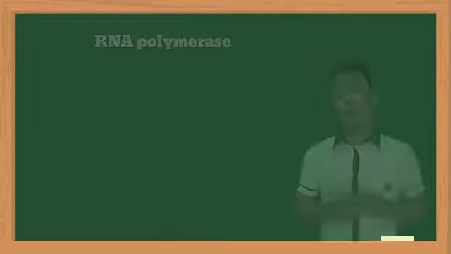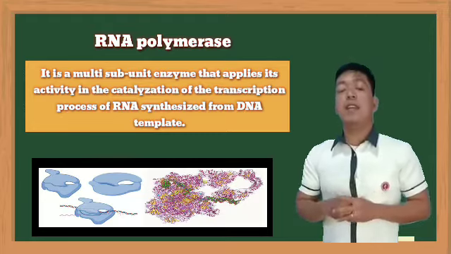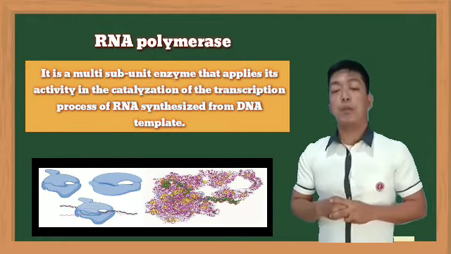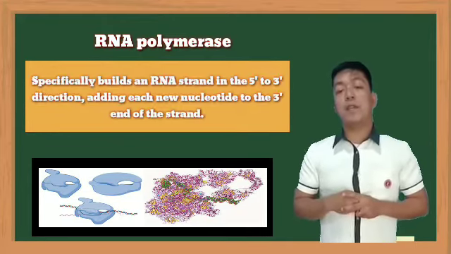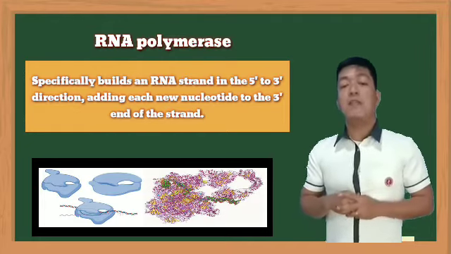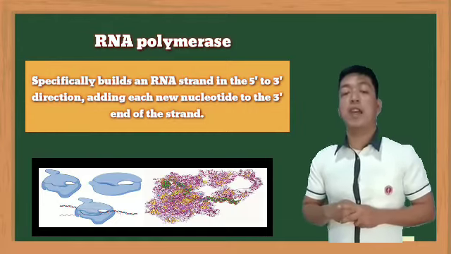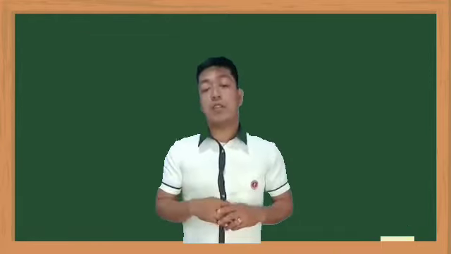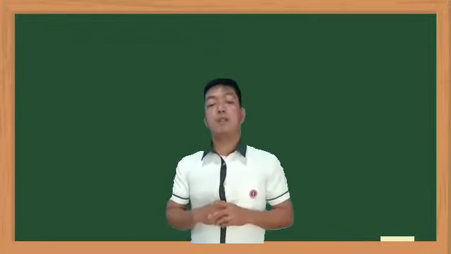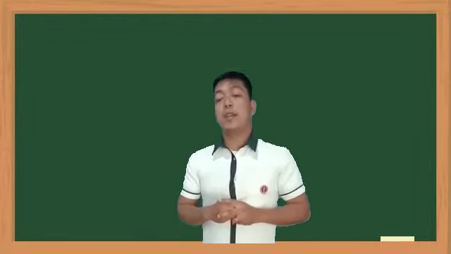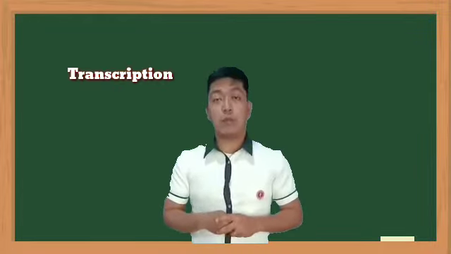So, when we say RNA polymerase, it is a multi-subunit enzyme that catalyzes the transcription process of RNA synthesis from a DNA template. It builds an RNA strand in the 5' to 3' direction, adding each new nucleotide to the 3' end of the strand. The RNA polymerase locally opens the double-stranded DNA so that one strand of the exposed nucleotides can be used as a template for the synthesis of RNA. This process is what we call transcription.